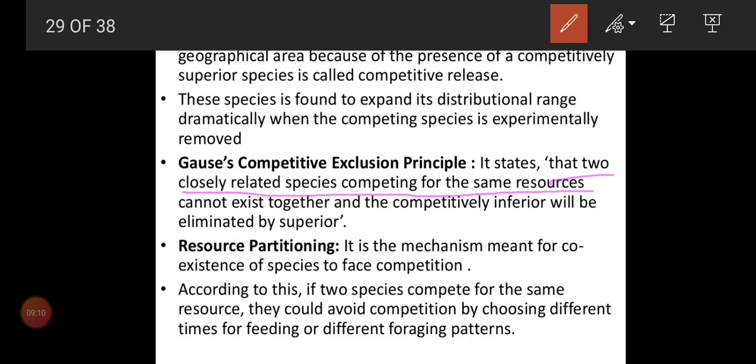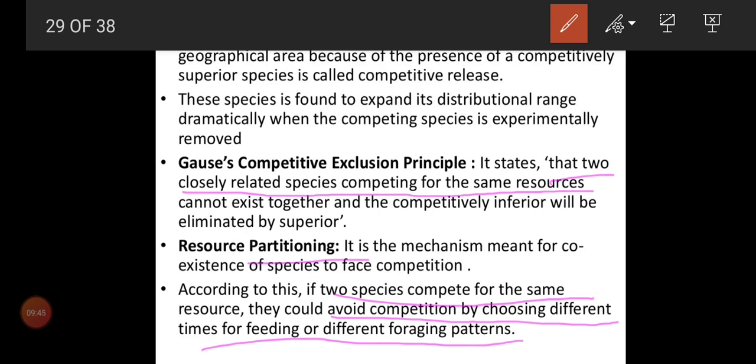And also resource partitioning. It is the mechanism meant for coexistence of species facing competition. Species normally exist in the world and share the natural resources, and both will exist in the world. That we call coexistence. According to this, if two species compete for the same resources, they could avoid competition by choosing different times for feeding and different foraging patterns. It will be very interesting.